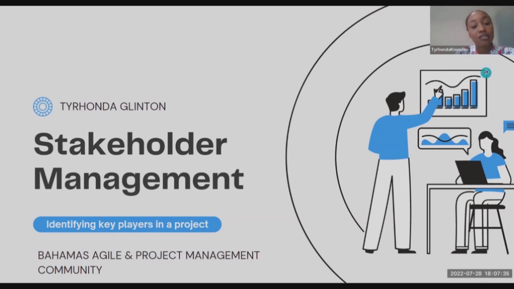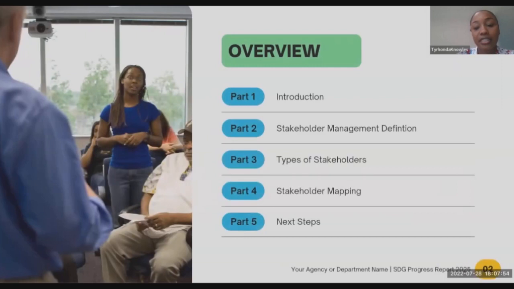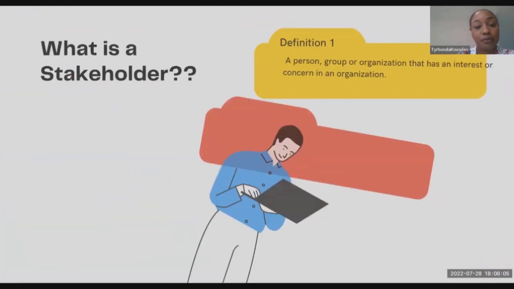So with that being said, I'm gonna move on. As my screen displays, we're talking about stakeholder management, identifying key players in a project. And I'm going to talk more from an Agile perspective, considering that is the environment that we work from at the unit that I'm working with. So we're just going to go over the introduction, which I already did, stakeholder management definitions, types of stakeholders, stakeholder mapping, and next steps.